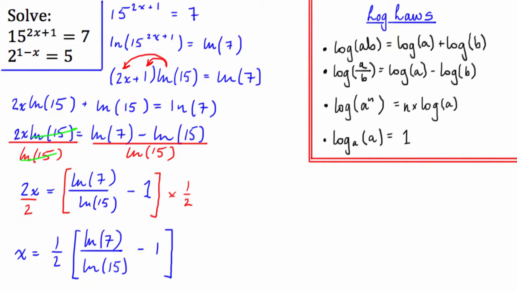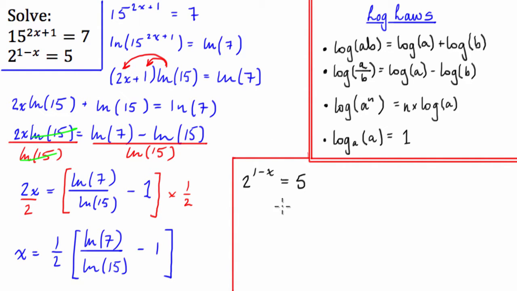All right, so let's try number 2. We'll just separate them first. Let's see if we can fit number 2 in this little box. I'll even put it in a different color. All right, so what have we got? 2 to the power of 1 minus x equals 5.